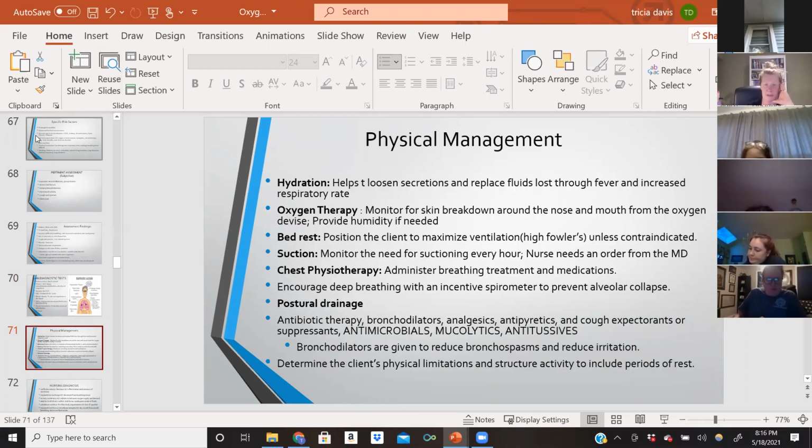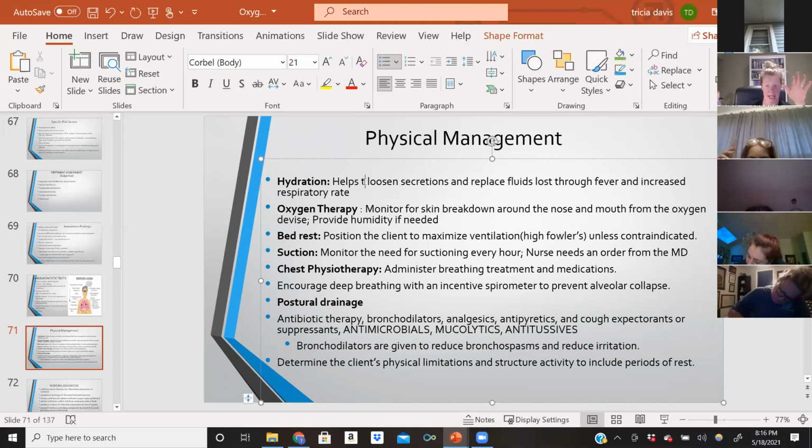So physical management, what are we going to do? We're going to get these patients hydrated. We want to give them, if they don't have congestive heart failure or anything like that, as much fluid as we can safely to help thin out those secretions, loosen them up so they can cough them up, expectorate them, and get all that junk out.